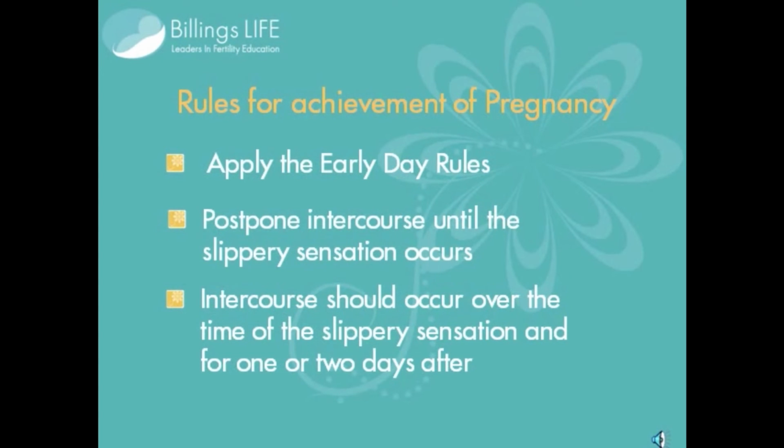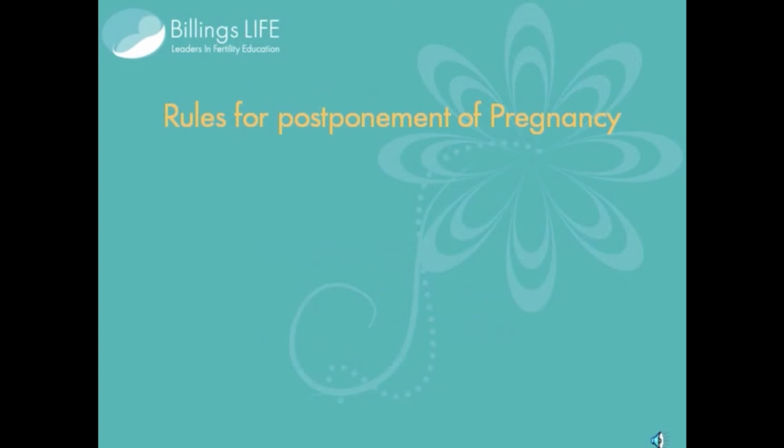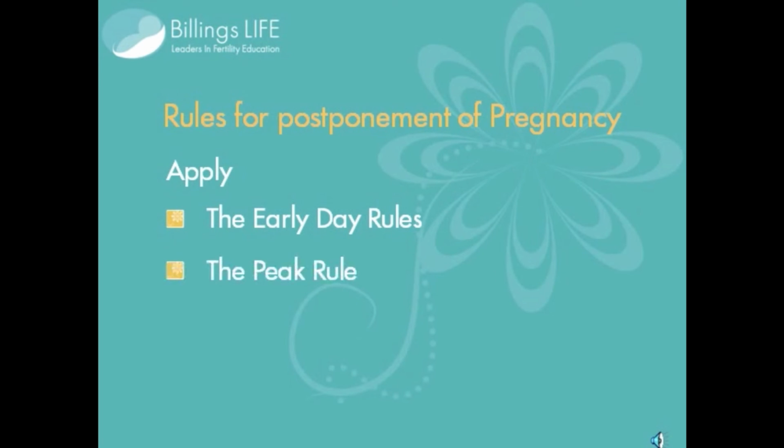of conception. The Billings Method is a reliable, natural means of avoiding pregnancy. A great deal of scientific research has proved the validity of the rules. The early day rules are applied before ovulation, and the peak rule is applied following ovulation.